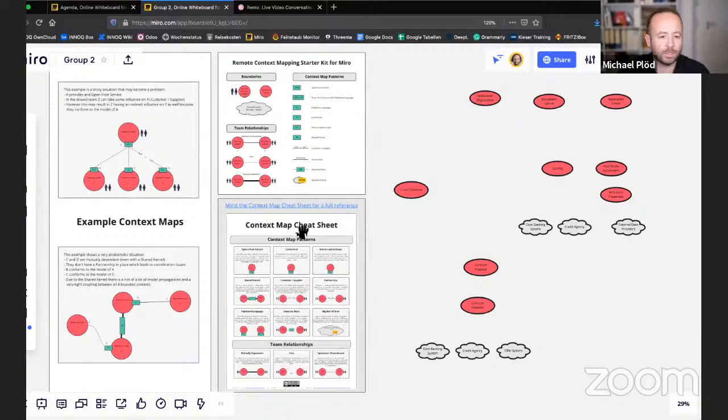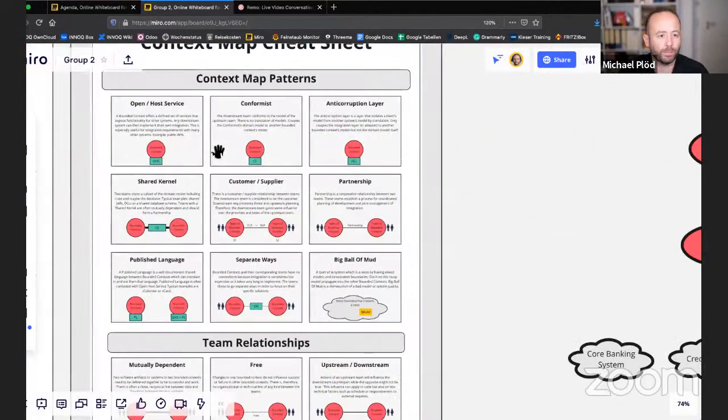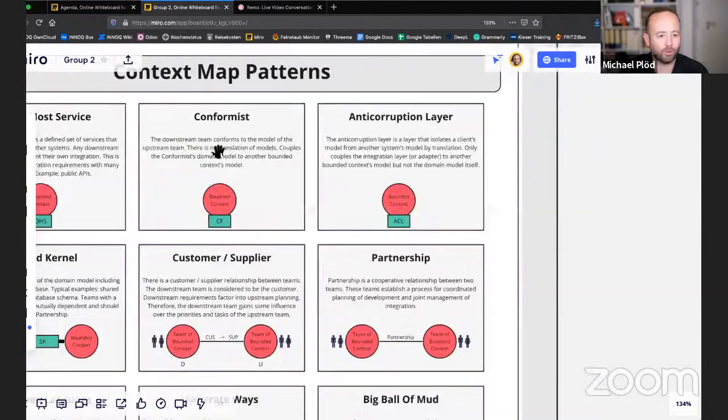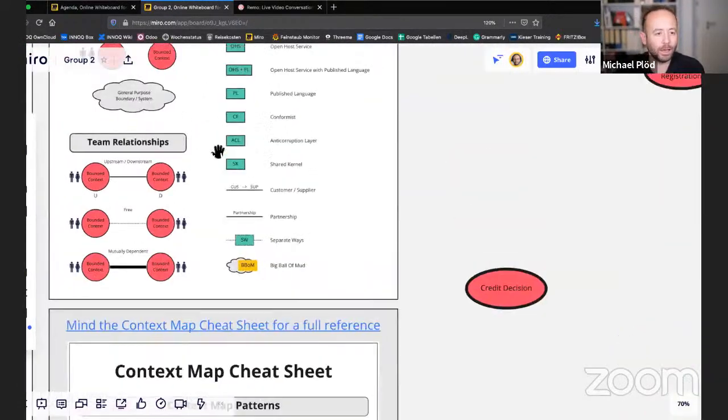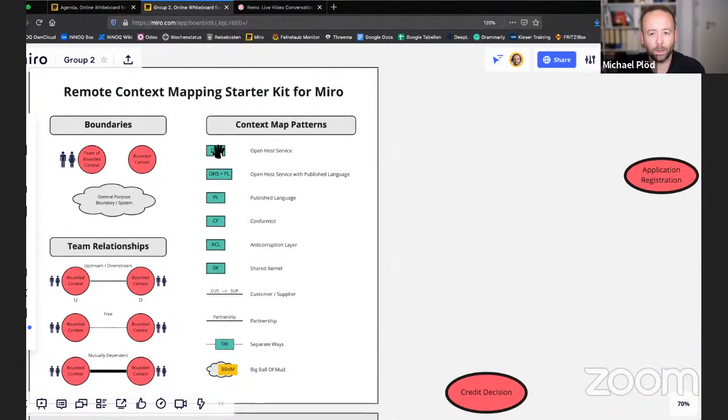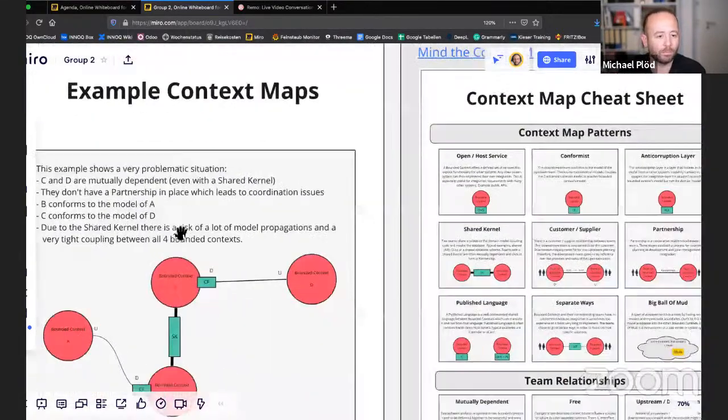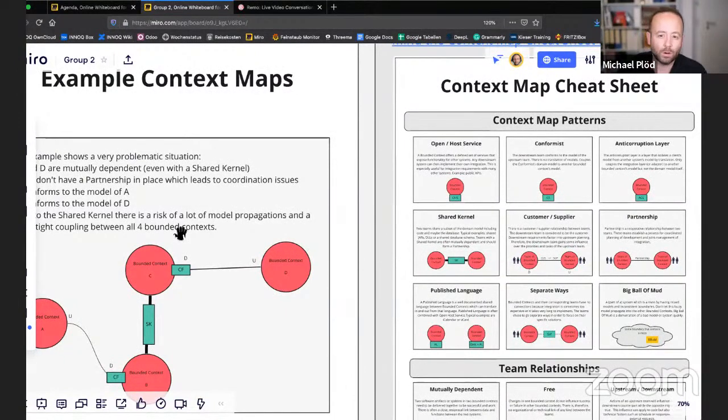So, for instance, here is a context mapping cheat sheet, which gives you an explanation of all of the patterns, including a proposal for a visual representation. I have all the icons for that over there as well. This Miro template is also downloadable at the DDD crew GitHub organization. So you can use that for your own work after the workshop. It's all Creative Commons, free for use, and you can do whatever you want with that. And over there, I've also given you some small examples about possible context map scenarios.